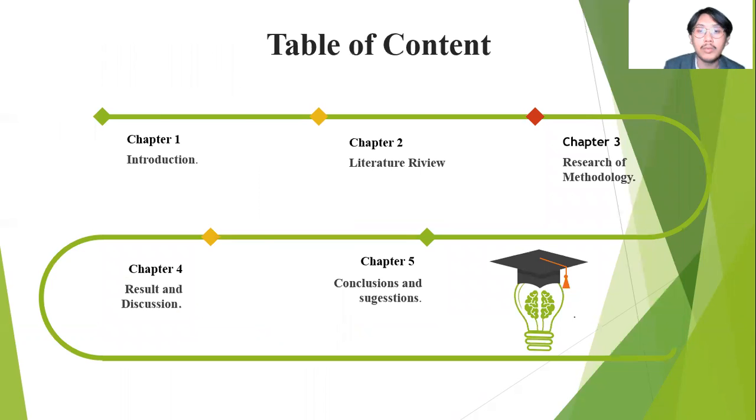Okay, now let's move to the topic. The first is the table of contents of my research paper. Chapter 1 is the introduction. Chapter 2, literature review. Chapter 3, research methodology. Chapter 4, research findings and discussion. And the last, Chapter 5, conclusion.